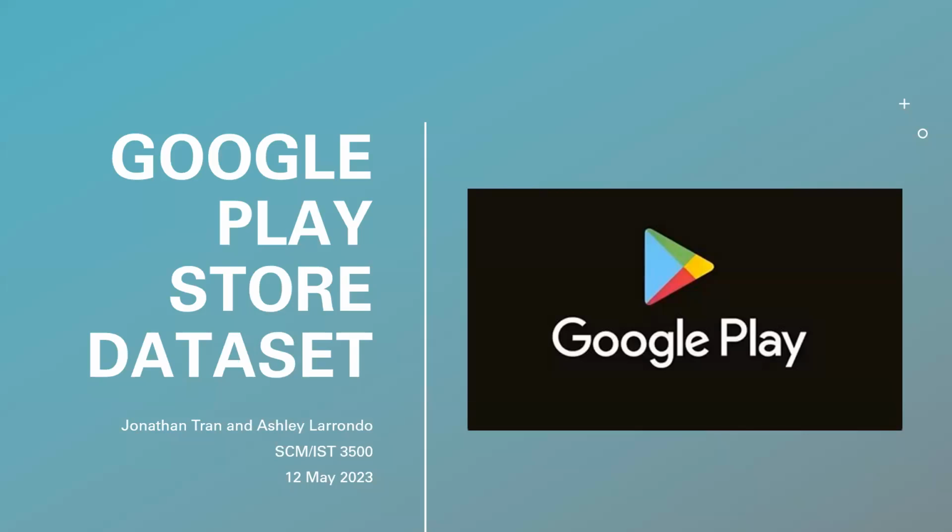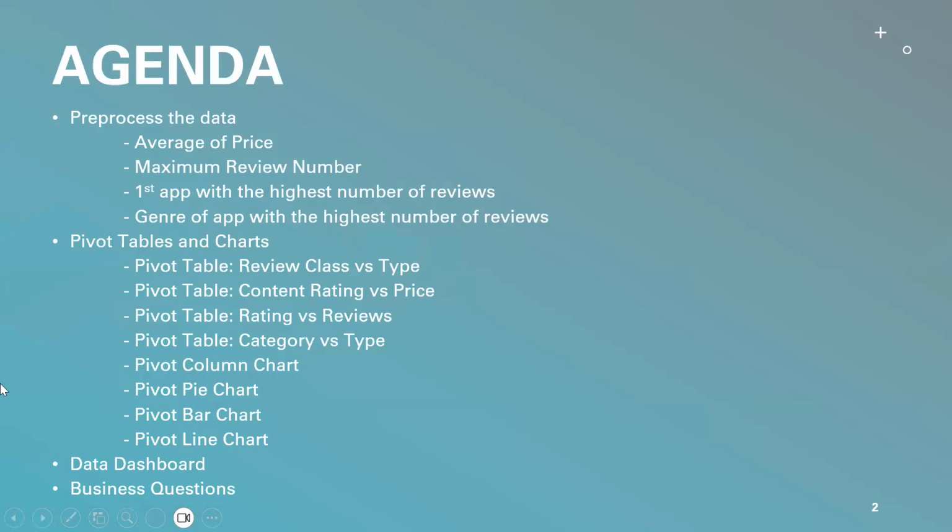And today we are going to go over the Google Play Store dataset. Okay, to start off with the agenda, we are going to pre-process the data and we will discuss how we found the average of price, the maximum review number, the first app with the highest number of reviews, and the genre of app with the highest number of reviews. From there, we will go into the pivot tables and charts and how we created those. Next will be the data dashboard, and we will end it with the business questions.